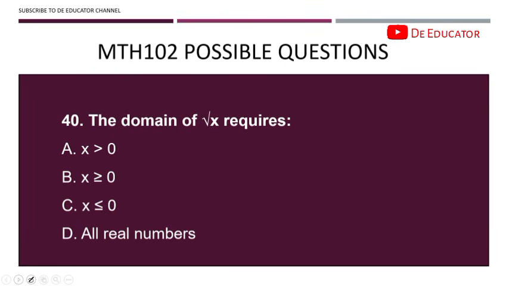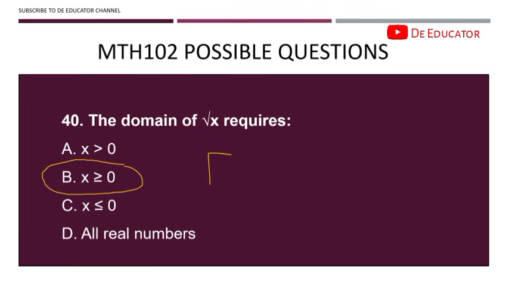Next question, 40. The domain of root x requires, remember, for root x to exist, x must be a positive number or 0, except the question says otherwise. It means that a condition must be fulfilled, and that condition is x is greater than or equal to 0.